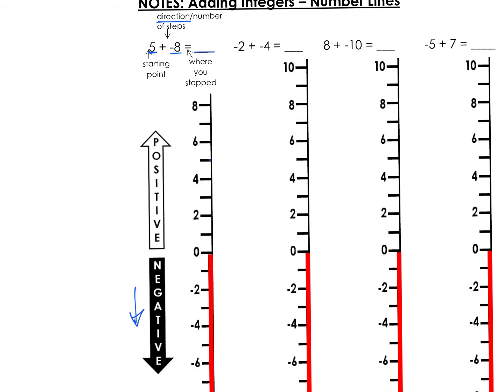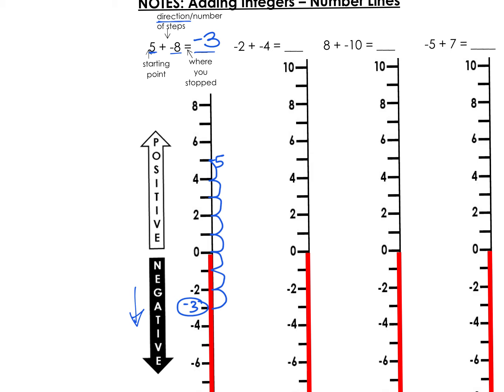It is right here. Okay, I'm going to start there, and I'm going to move 8 steps in the negative direction. So I'm going to go down 8 steps. 1, 2, 3, 4, 5, 6, 7, 8. And where did we end up at? What's between negative 2 and negative 4? That's right, negative 3. So negative 3 is our answer.